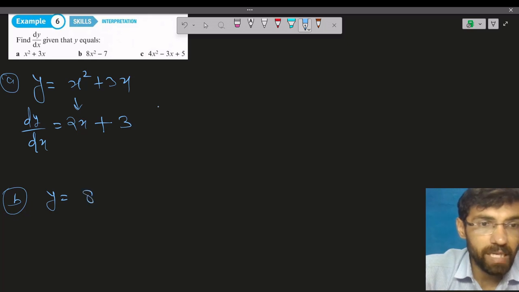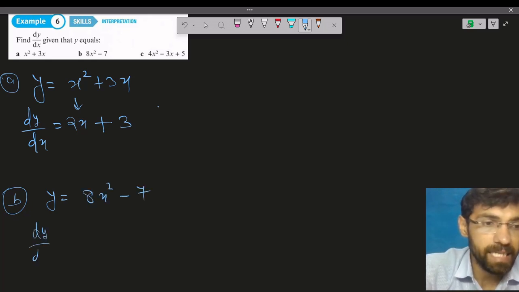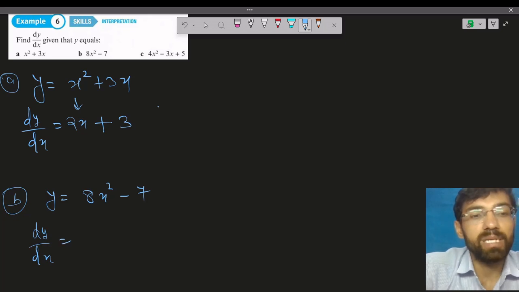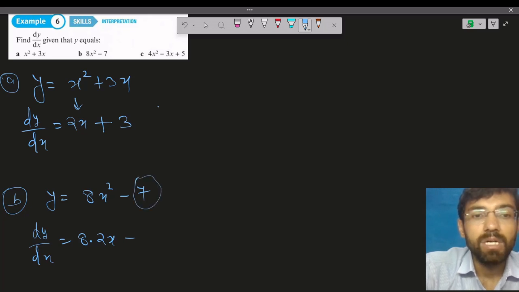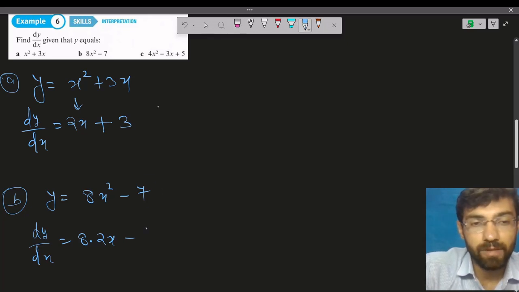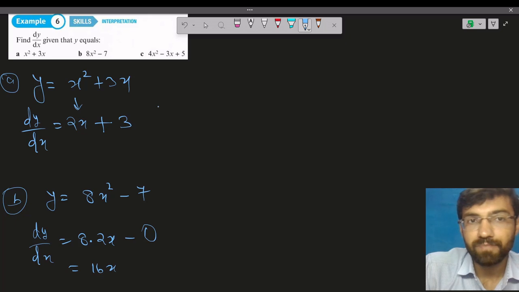Let us try part B. B is y equals 8x square minus 7. So differentiation of y is dy by dx equals 8x square. I think this is k into x raised to n, so the constant will remain as it is, and the differentiation of x square is 2x. Then minus will come as it is, and 7 is a constant, true? So differentiation of any constant is 0, so no need to write it. What is my final answer? 8 into 2, that is 16x. That's it.